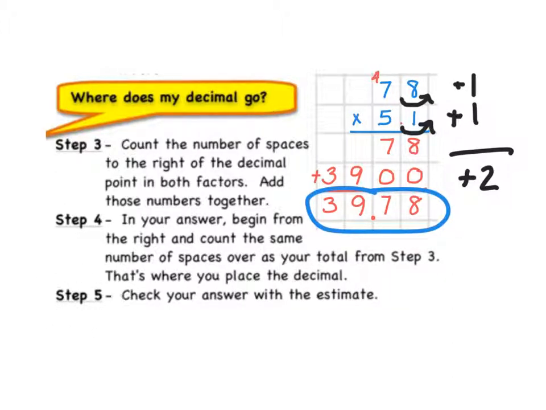Now step number 5 is telling me to go back and check my answer with the estimate. If you remember correctly, my estimate was 40. And that's where I told you that it's really important to estimate, because I will know whether or not I placed my decimal in the correct spot. Because if I did not place my decimal in the correct spot, my answer would be closer to 3,000 or 4,000. It would be about 3,978 or 397 8/10. But I can tell by where I have placed my decimal that 39 7/8 is really close to 40.